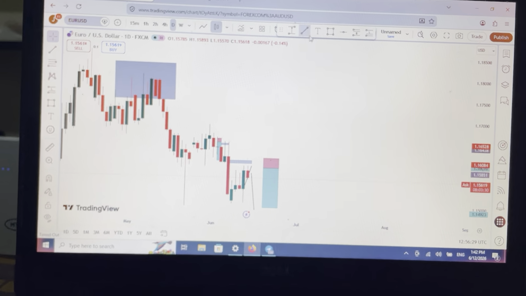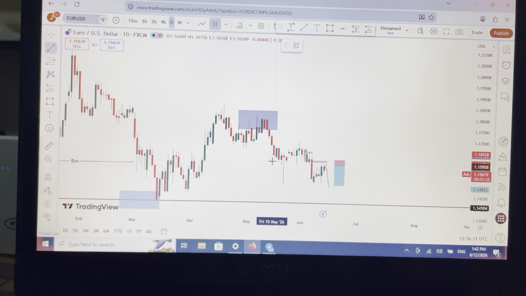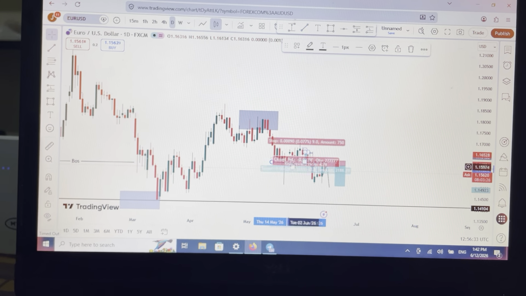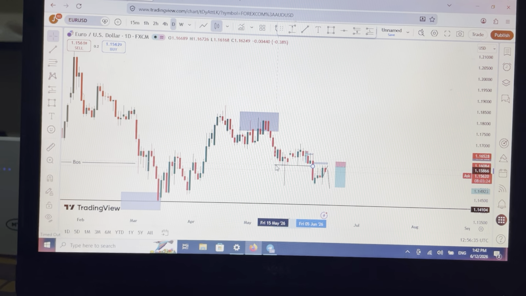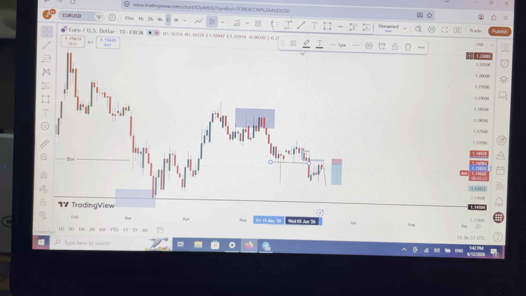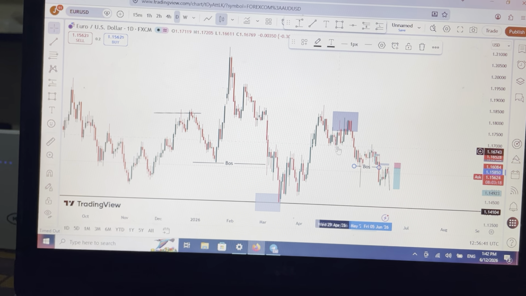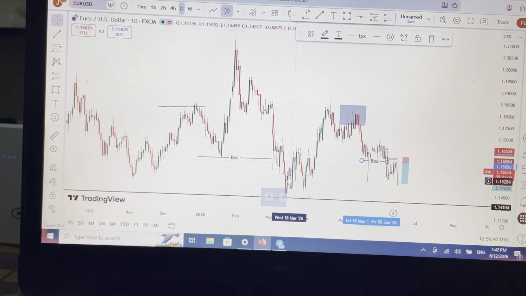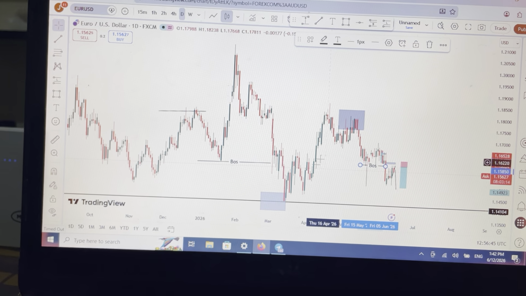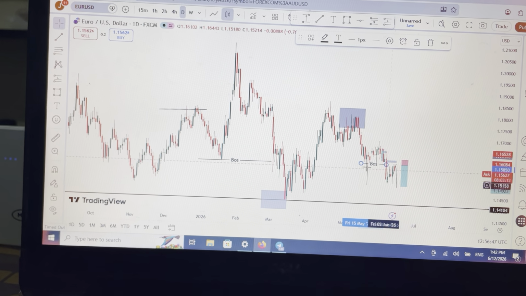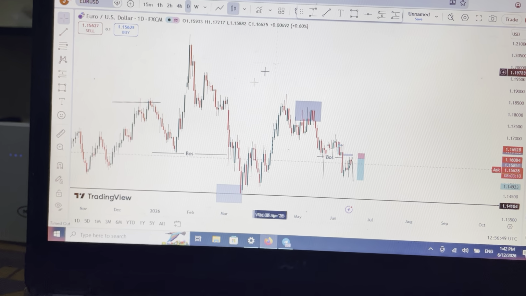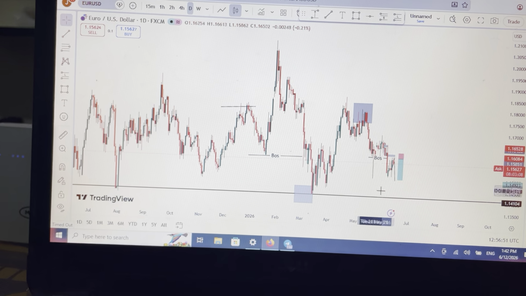You understand? Euro USD is bearish because why? Euro USD give it active break of structure. You see the daily time frame breaking a structure. You can see here, there's an active break of structure, market structure shift here. You see this internal structure shift change from bearish to bullish, from bullish to bearish. You see the overall trend is bearish.